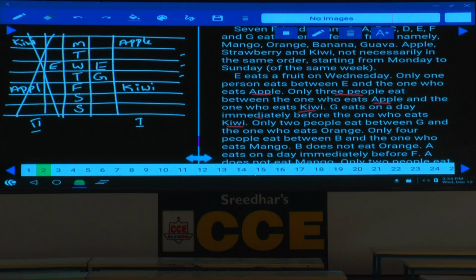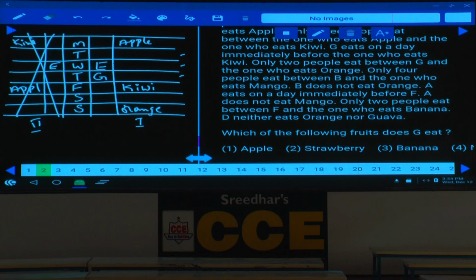Only 2 people eat between G and the one who eats orange. Between G and orange there must be exactly 2 persons. Hence the only possibility is that the one who eats orange is on Sunday. And only 4 people between B and the one who eats mango, exactly 4 persons. If B is here, then 1, 2, 3, 4, mango will be on Saturday. Or if B is on Sunday, 1, 2, 3, 4, mango must be on Tuesday.